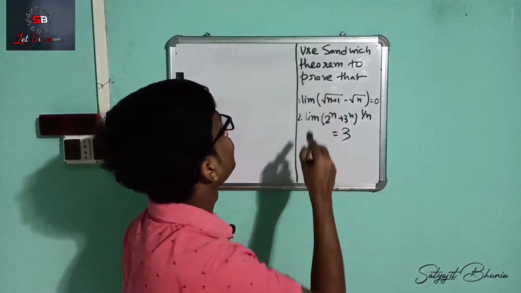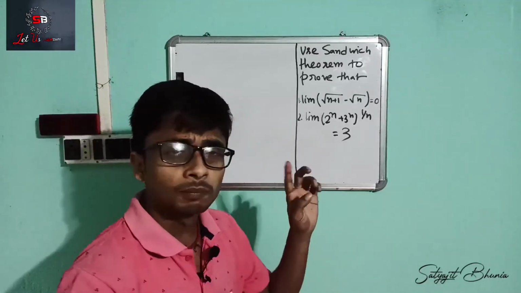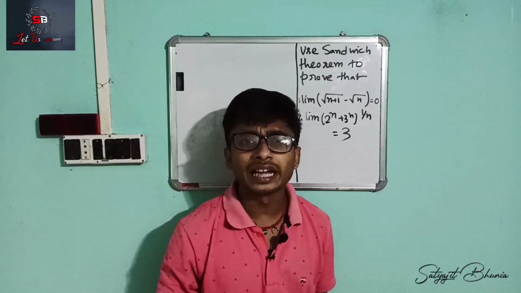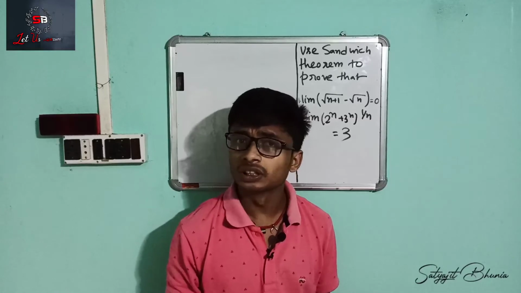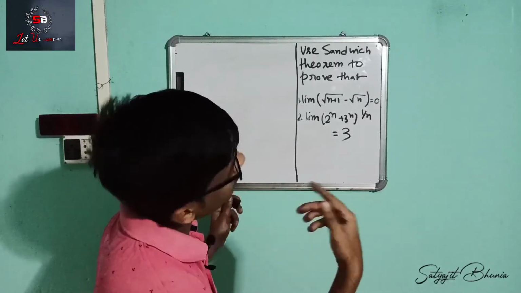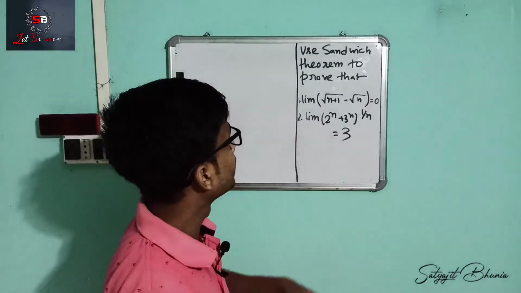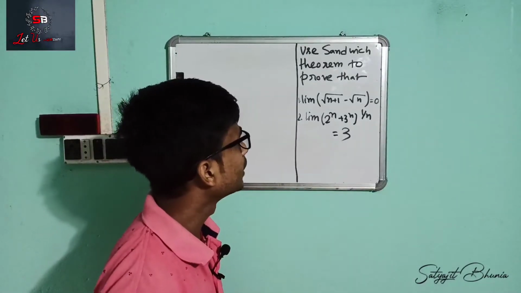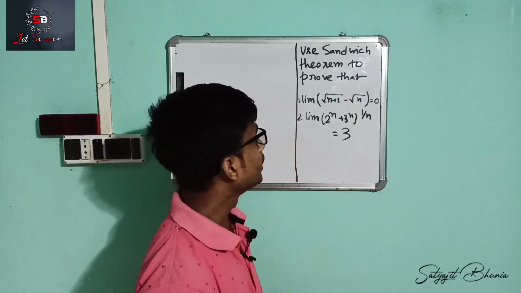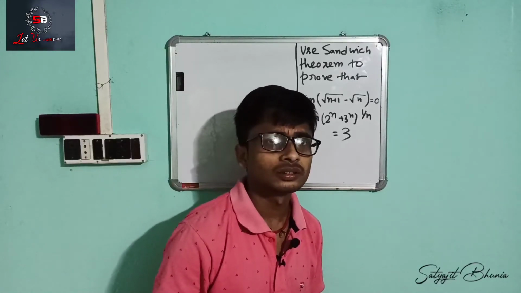First of all, we will solve using the sandwich theorem to prove that number one: limit n tends to infinity of root over n plus 1 minus root n is equal to 0. We have to prove this. And the second math, using the same sandwich theorem, we have to prove limit n tends to infinity of (2 to the power n plus 3 to the power n) whole to the power 1 by n is equal to 3. Okay, so let's start.